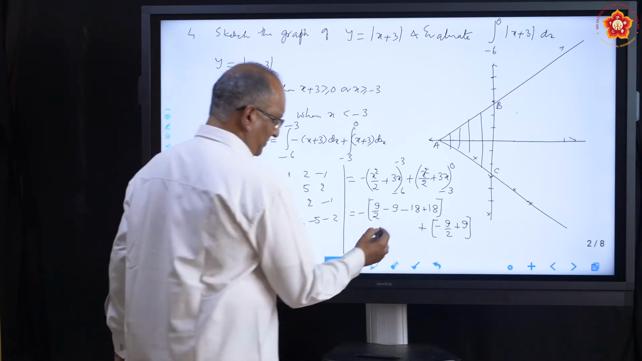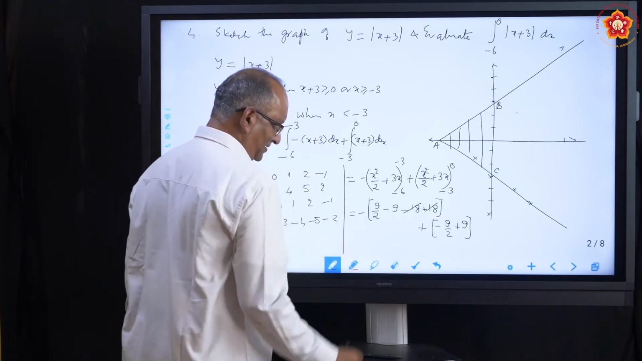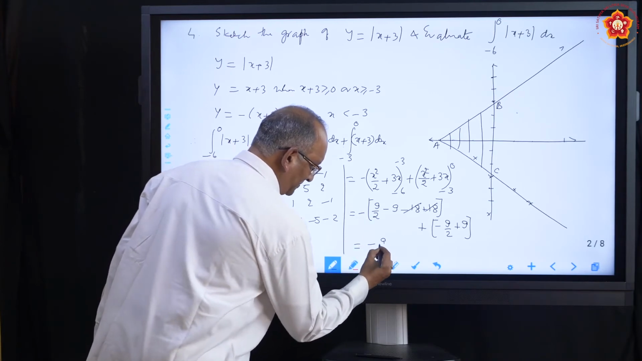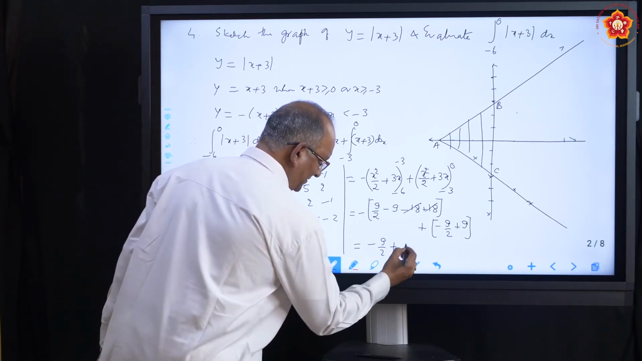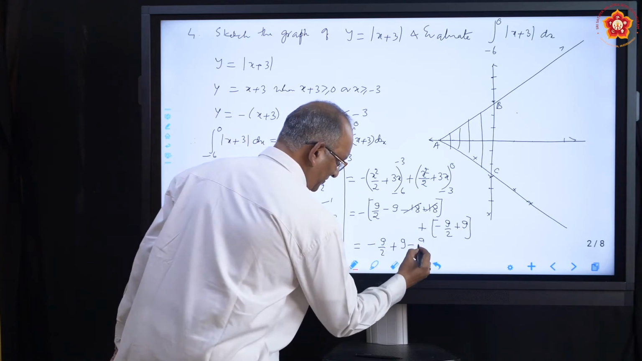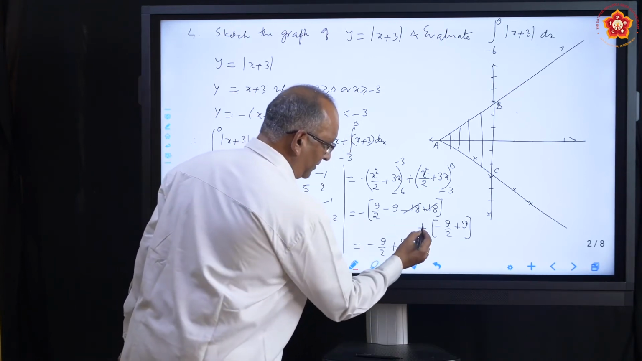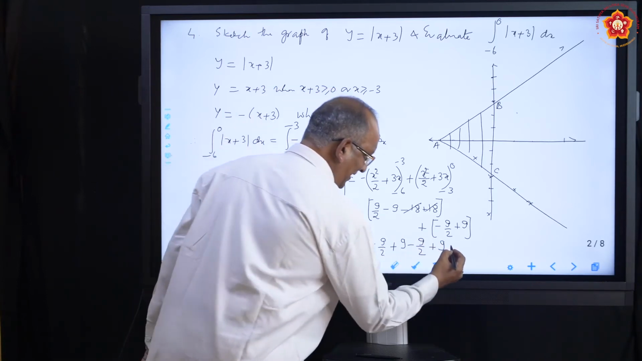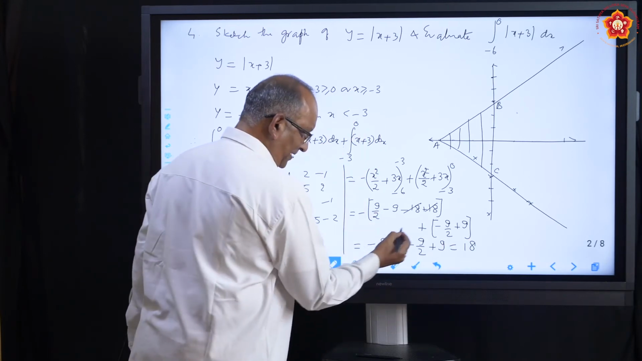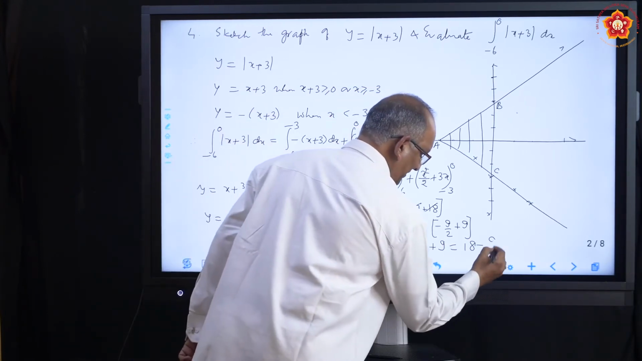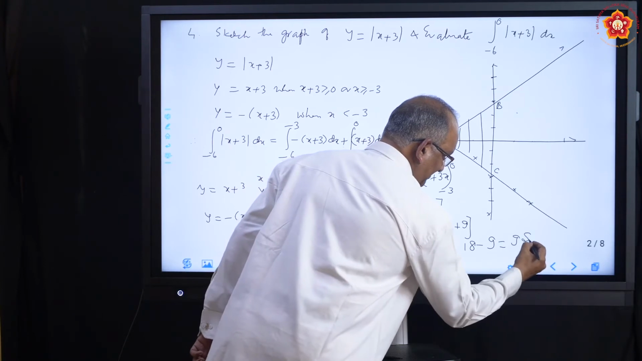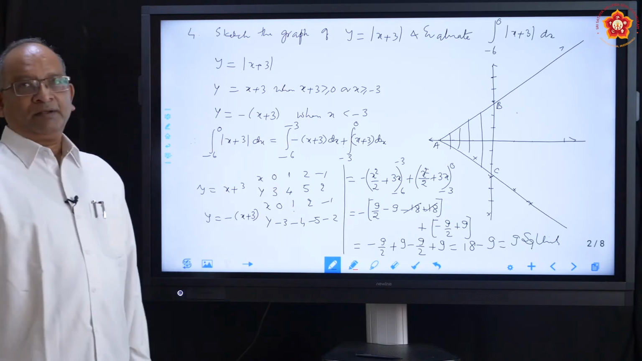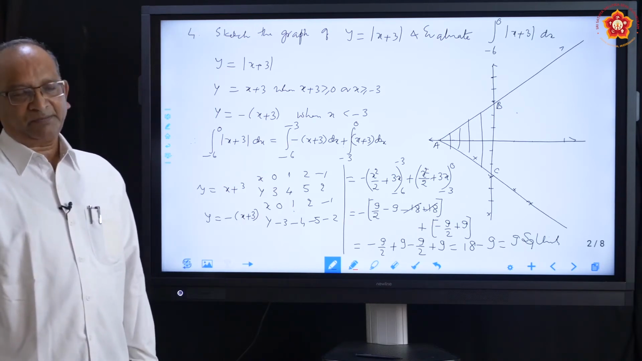Simplify. Here minus 18 plus 18 will get cancelled. Open the bracket. So what are you getting? Minus 9 by 2 plus 9 minus 9 by 2 plus 9. 9 plus 9 is 18. Minus 9 by 2 minus 9 by 2 will become minus 9. So the answer is 9 square units. So this is the answer for this particular problem.